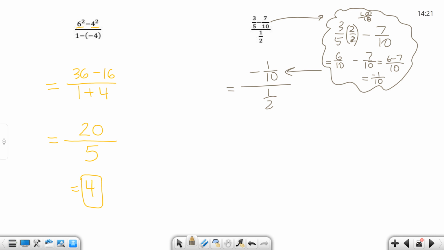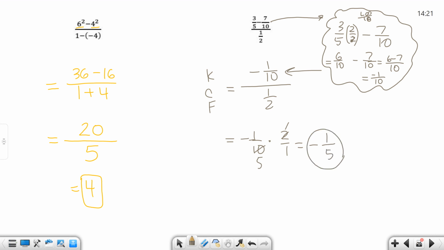So then, again, we change and we flip. So we're going to say negative 1/10. We're going to change it from divide to multiply and then flip it to 2 over 1. And then we say, okay, does anything divide out? Well, 2 goes into 2 once and 10 5 times. And then a negative times a positive is negative. So negative 1 times 1 is 1. 5 times 1 is 5.